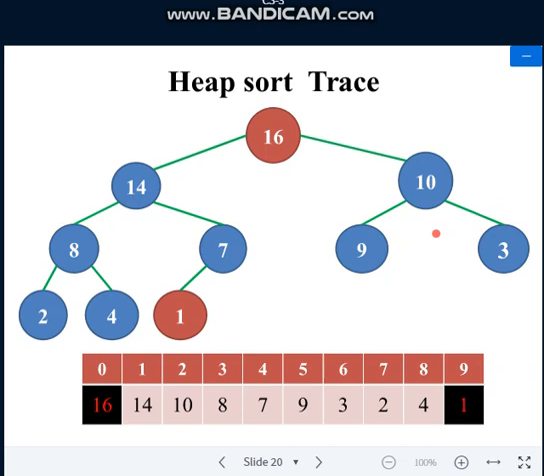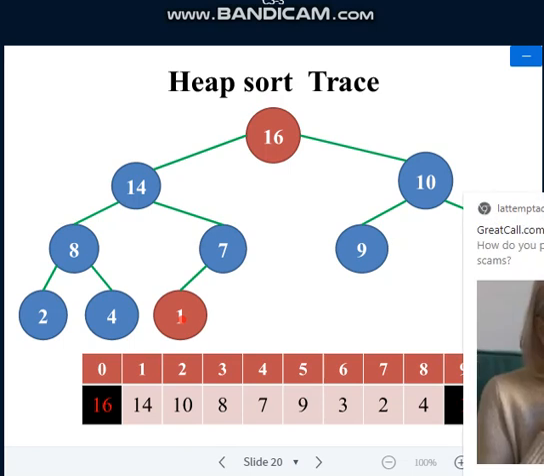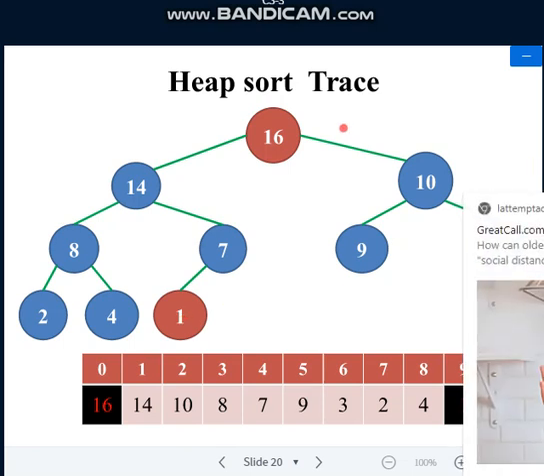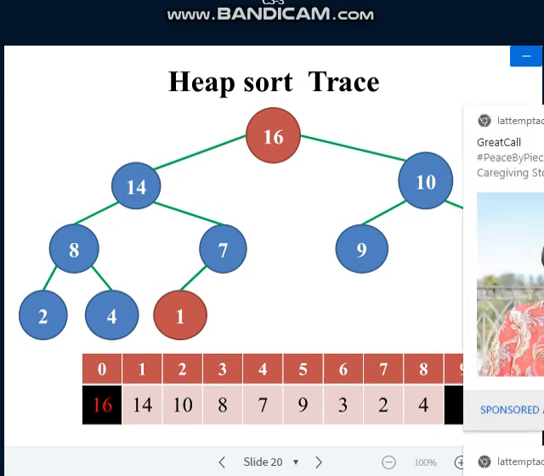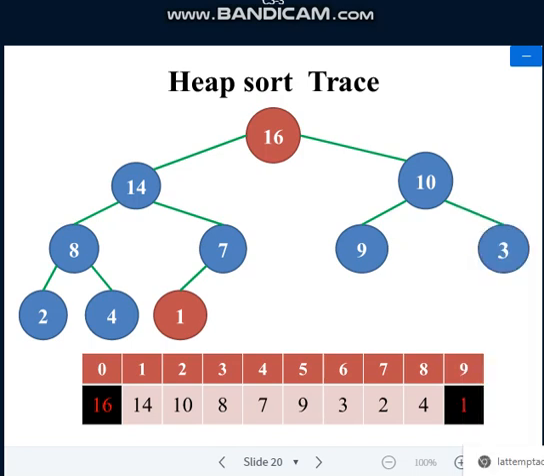So what we are going to do now is, because it is a complete binary tree, we are completing it level by level and from left to right. So we are swapping the root node and the last node. What is the value of the root node? 16. What is the value of the last node? 1. So we are going to swap 1 and 16.